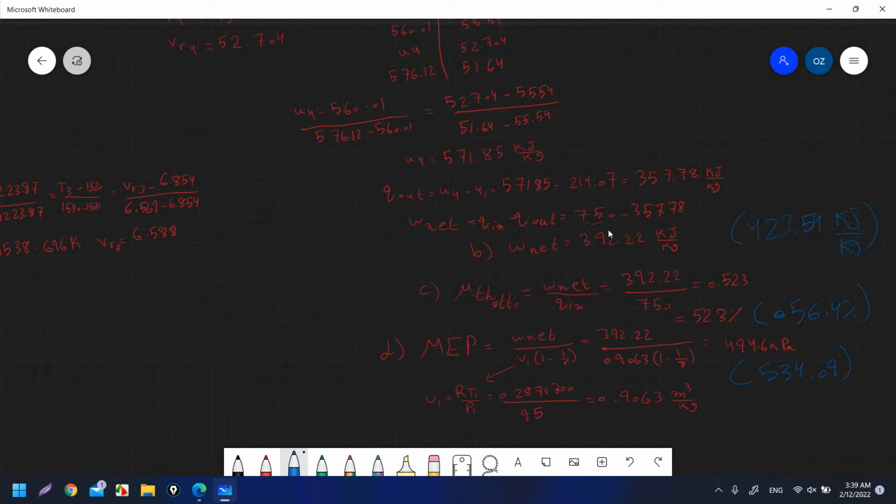You can say that constant specific heat is overestimated, or it will give you an error but in the positive direction. You can see work net is higher, efficiency is higher, mean effective pressure is higher in constant specific heat, but the accurate one is the variable specific heat. Okay, but it is longer, it has a lot of interpolations.